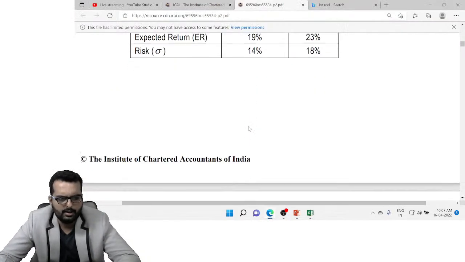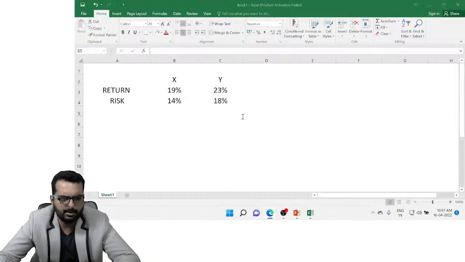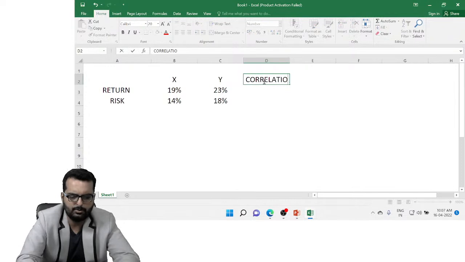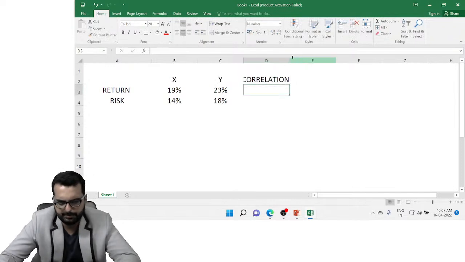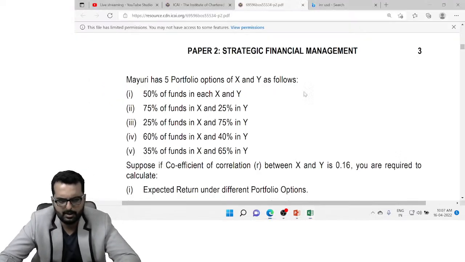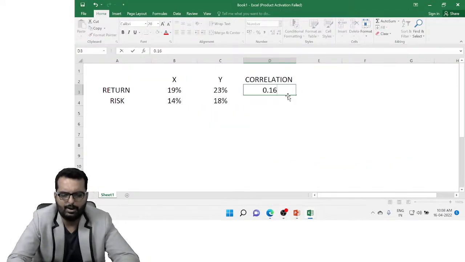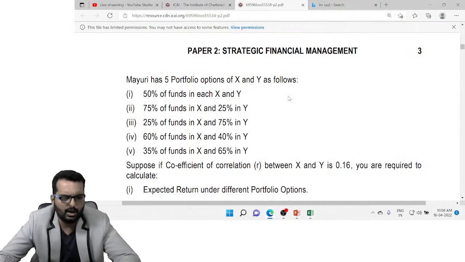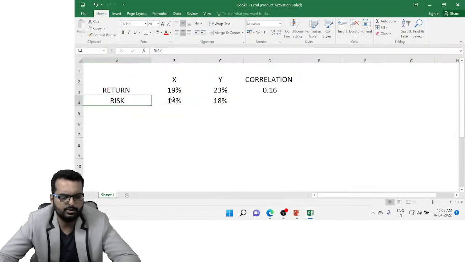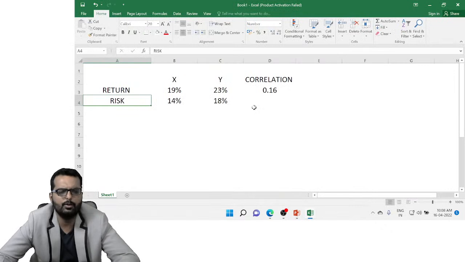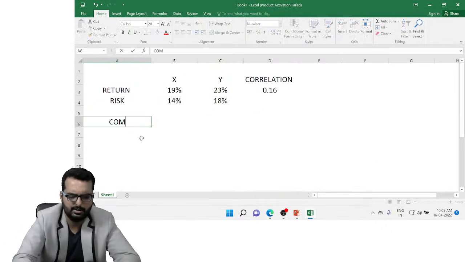All right. Down they have given the weights are multiple. They have given the correlation also. I'll just write down the correlation factor over here. How much is that? 0.16 is the correlation. Now they have given multiple combinations. Weight of X is given separately. Weight of Y is given separately. So we have to sit and find out the combined return for each of these combinations, right?